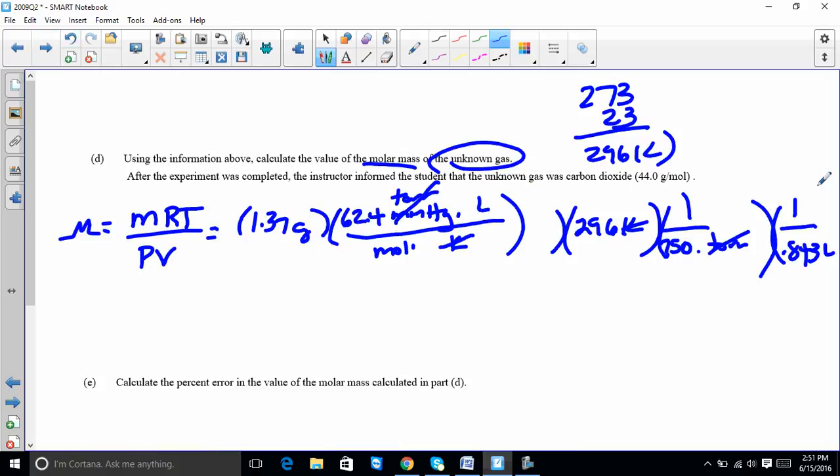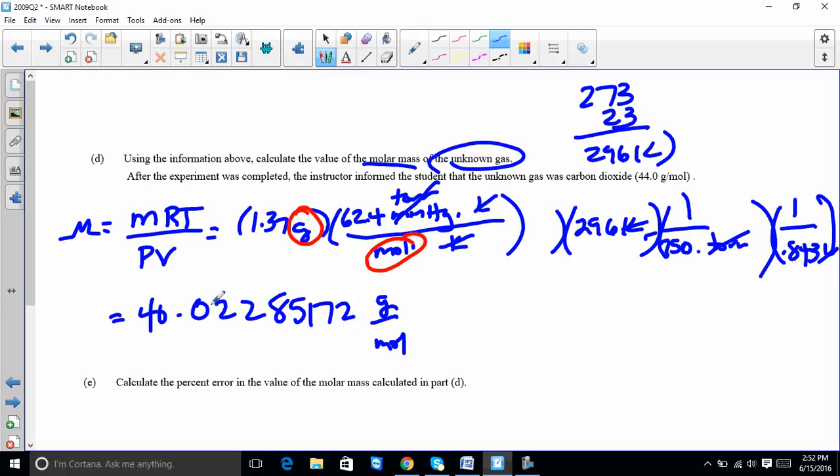And the beauty of this is, you'll figure this out, everything cancels except grams in the top and moles in the bottom, which is awesome because we're solving for molar mass. And so if you do that on your calculator, 1.37 times 62.4 times 296 divided by 750 divided by 0.843, the calculator says exactly 40.0228512 grams per mole. And I would say three sig figs. They probably want three sig figs, so 40.0 grams per mole.